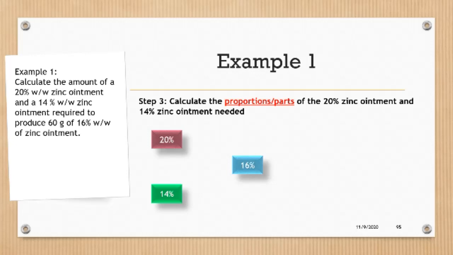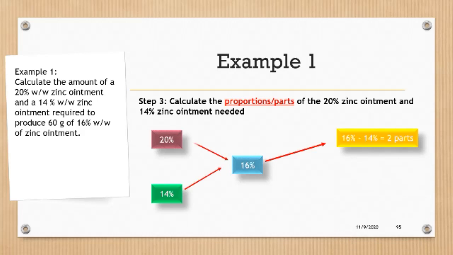So we write down those numbers and then pay attention to this now. We want to determine how much of the 14 and 20% we need. The first thing we do is to move diagonally from the 14% to the 16%, and we're going to subtract those percentages. So we're going to subtract 14 from 16, and we're going to end up with two parts. Similarly, the 20%, you run it diagonally. That means you're going to subtract 16 from 20% to get four parts.